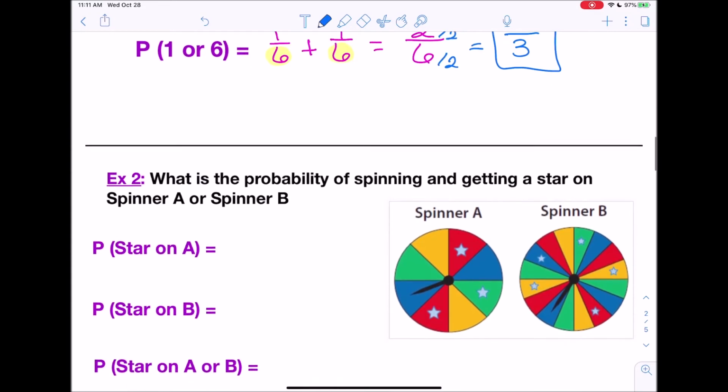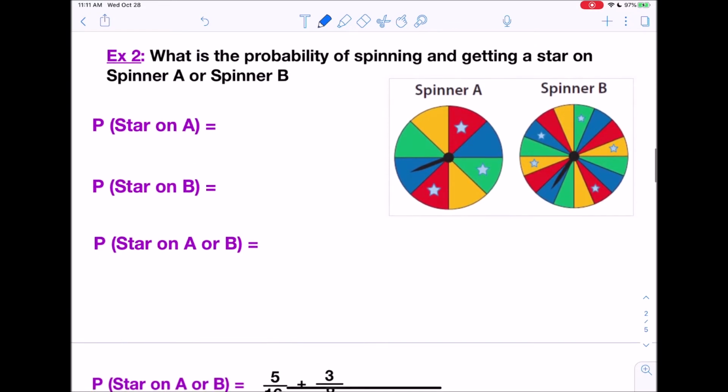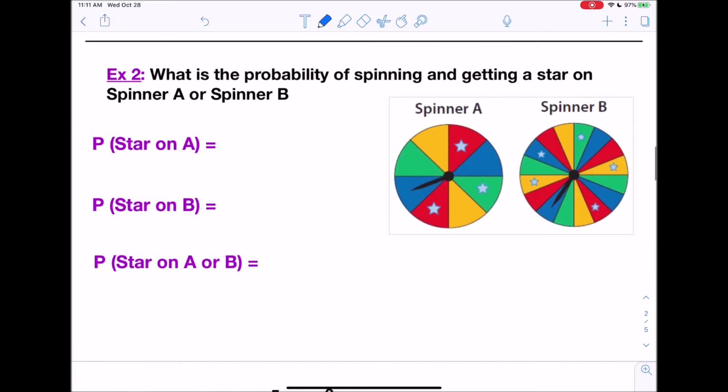Moving on. Here's a second example of a compound event. What is the probability of spinning and getting a star on spinner A or spinner B? So we have two different spinners. We just want it to land on a star if you spin both, and it can land on a star on A or B. So once again, we have to find the probability of each first and then add them together.